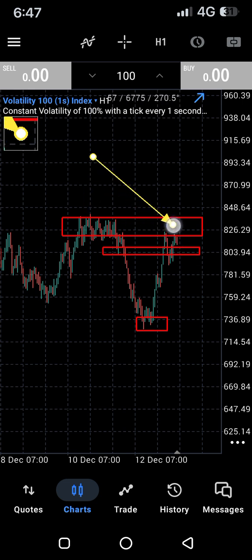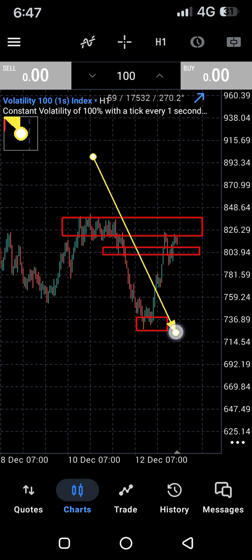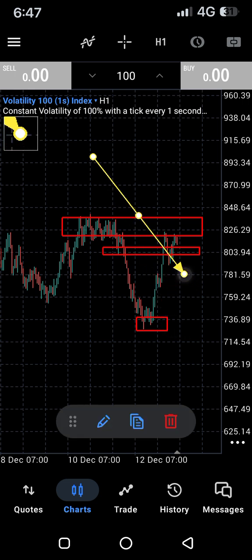And why did I enter early, not when price reached above? Because I've seen that whenever price went underneath this level, there was a high chance that it could continue that same bearish momentum. As simple as that.